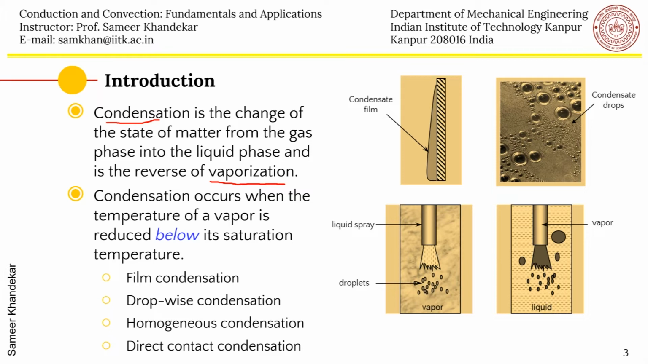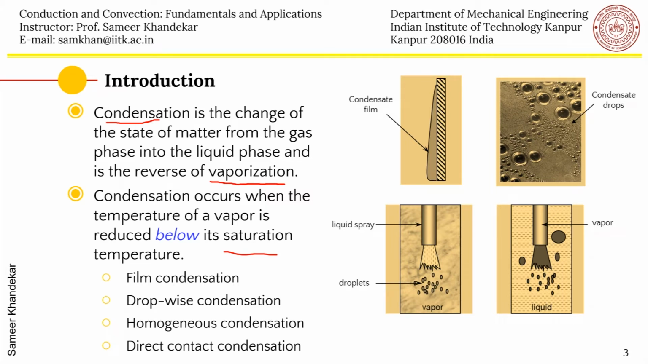Now, when does this happen? Condensation occurs when the temperature of the vapor is reduced below the saturation temperature. The vapor can be available at different pressures, and as you know, at every pressure there will be a corresponding saturation temperature wherein phase change will start. And when you bring the temperature of this vapor or gas below its saturation temperature at the given pressure, then of course the phase change will begin.